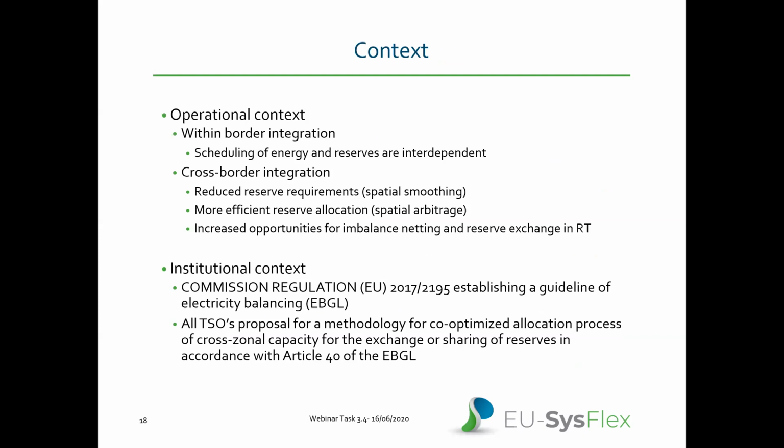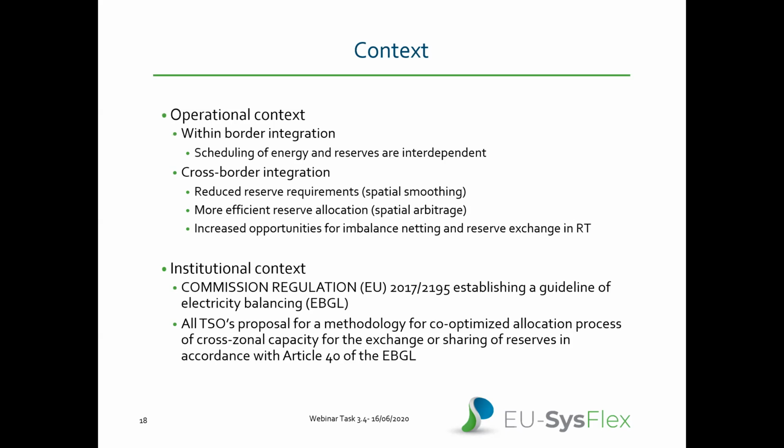And so just as we start, a bit of context as to why we wanted to look in this specifically. 2 elements to this. On the one hand, an operational context. So there are clear opportunities here within border integration. We obviously think of the fact that the scheduling of energy and reserves are interdependent. And so there are some opportunities in co-optimizing their scheduling, but then also cross-border, where there are some spatial effects, for example, spatial smoothing, which allows us to reduce reserve requirements, spatial arbitrage, so we can more efficiently allocate reserves when we're cooperating across borders, and also some increased opportunities for imbalance netting and reserve exchange in real time.